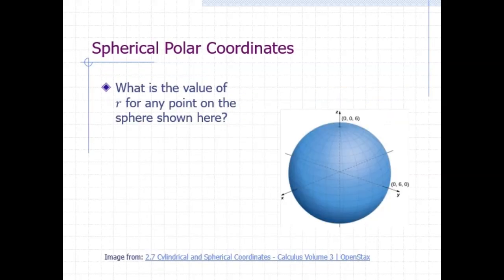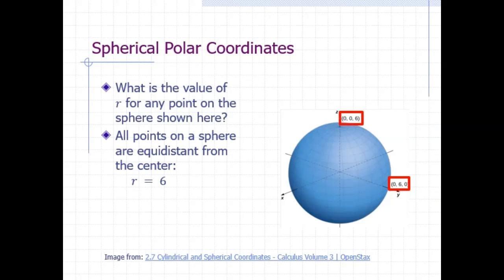What is the value of r for any point on the sphere shown here? Let's examine the figure. We can see that the 2 labeled points are 6 units away from the origin. All points on a sphere are equidistant from the center. So, r is equal to 6. An equation that says that r is equal to a constant describes a spherical surface.